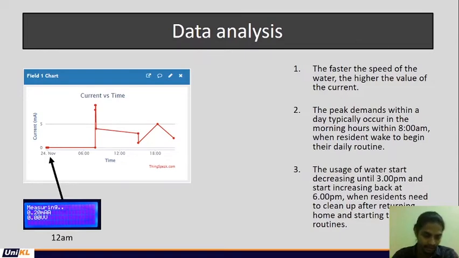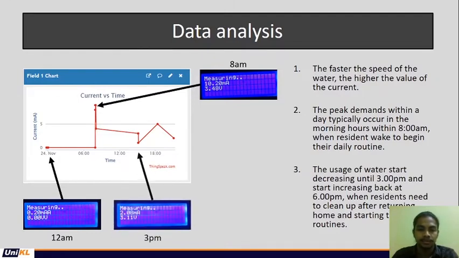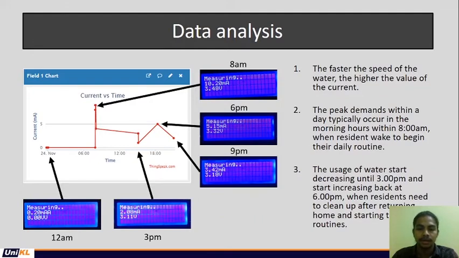So for data analysis, at 12 am the current produced is 0.2. So on the chart it points at 0. At 8 am the current increases to 10-20 milliampere. At 3 pm the current reduced to 2.08 milliampere, and the current starts increasing back to 5.15 milliampere at 6 pm. At 9 pm the current is 3.42 milliampere.